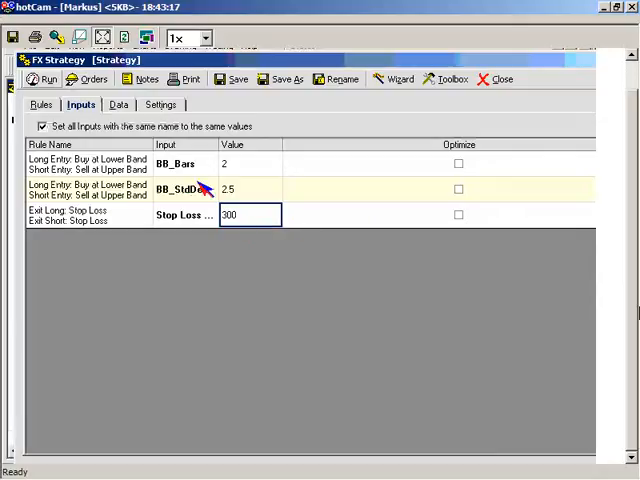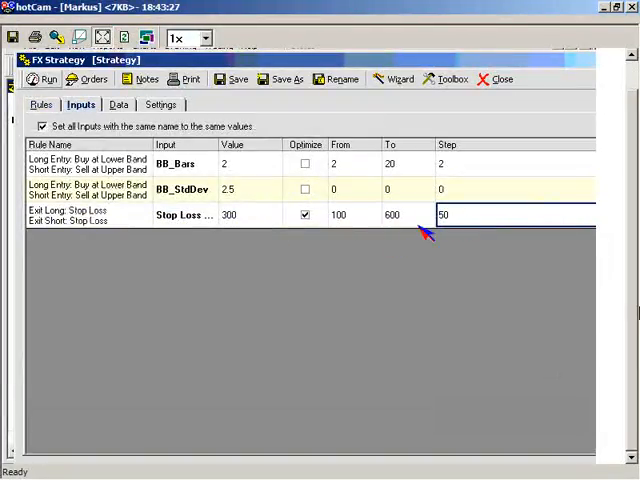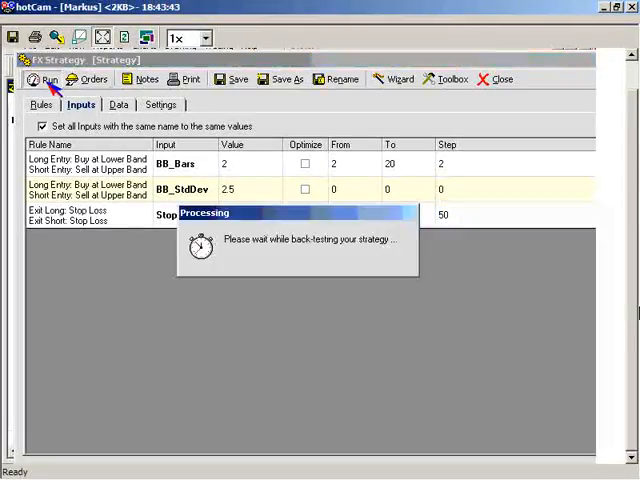As an input, we want to vary the stop losses. So we want to use our stop losses, and then we want to see how our stop losses do, applying a value of maybe 100 to 600, with a 50 increment. So this is $100 to $600 in increments of 50. So we want to see anything between 10 and 60 pips. So let's quickly run it here and see how the results improve.